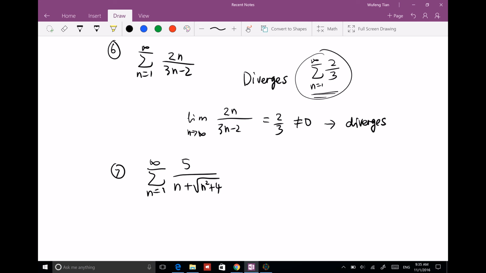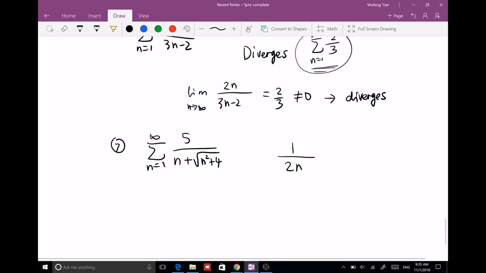Okay, so I'll call a student to help me here. Luke, could you please tell me if this one diverges or converges? Which series did you compare with? Could you compare it with 1 over 2n? 1 over 2n. Very good.